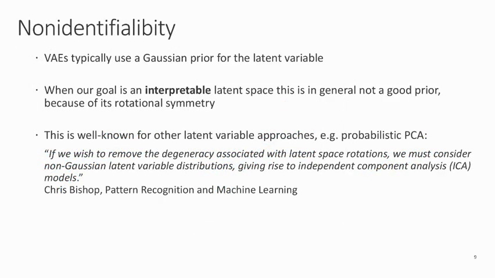There's another drawback of existing methods for representation learning using VAEs. VAEs typically use a Gaussian prior for the latent variable. When our goal is an interpretable latent space, this is in general not a good prior because of its rotational symmetry, which results in non-identifiability of the latent representation towards the rotations of the latent space. This is well known for other latent variable approaches, for example for probabilistic PCA. If we wish to remove the degeneracy associated with latent space rotations, we must consider non-Gaussian latent variable distributions, giving rise to independent component analysis models.